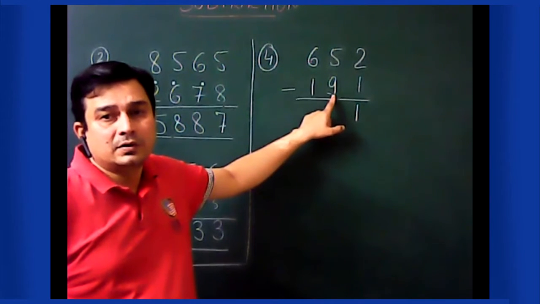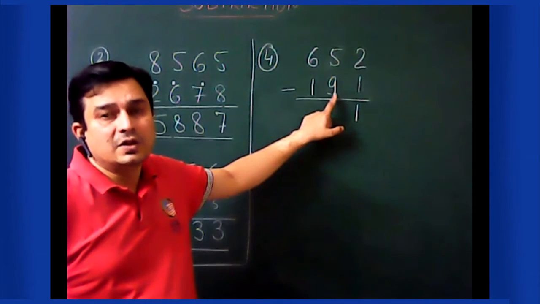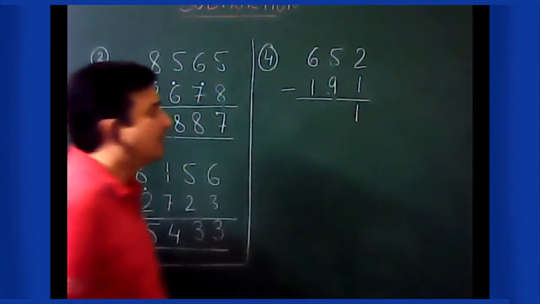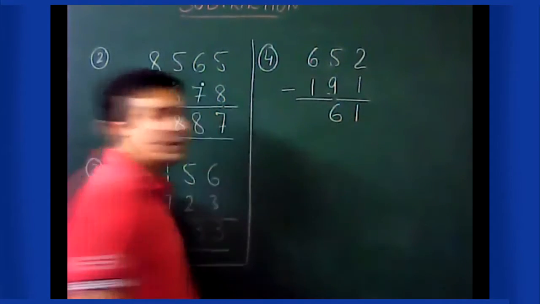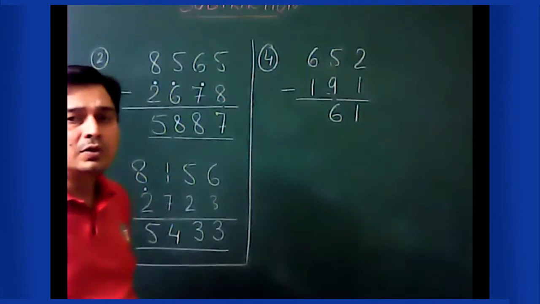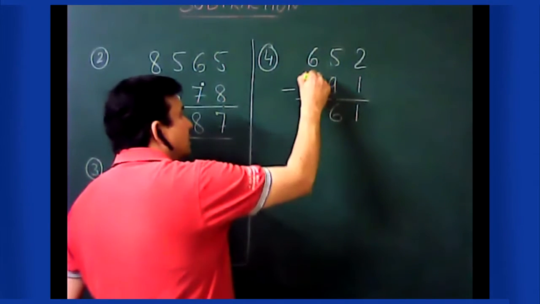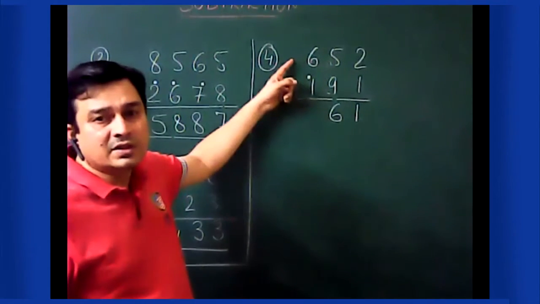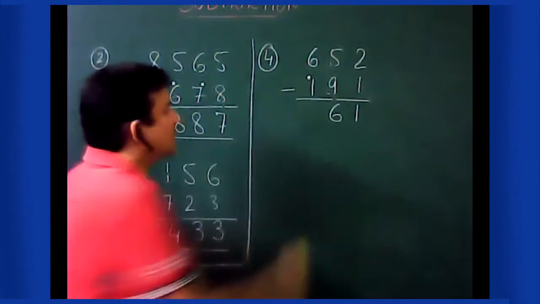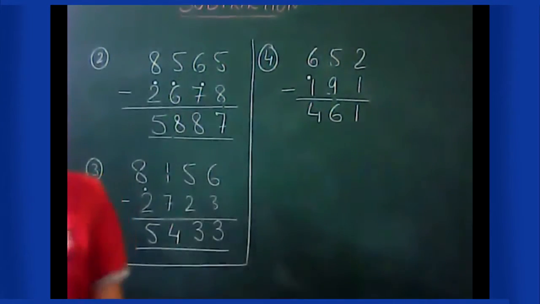Best friend of 9 is 9 plus what is 10? 9 plus 1. So you add 1 and 5. This becomes 6. Is this step clear? Yes, clear. Now what am I supposed to do? Put a dot on the next digit. Yes, very nice. Now, this is 6 minus 2, which is 4. So the answer is 461.